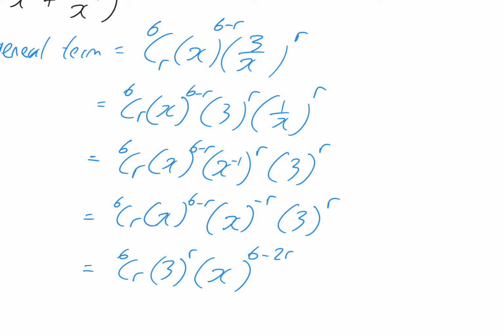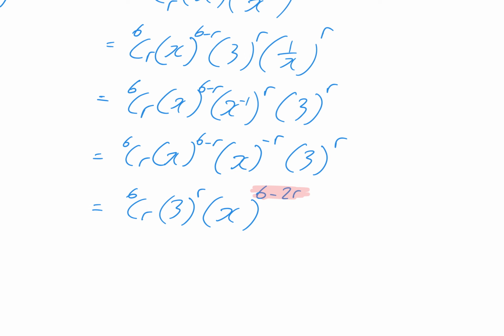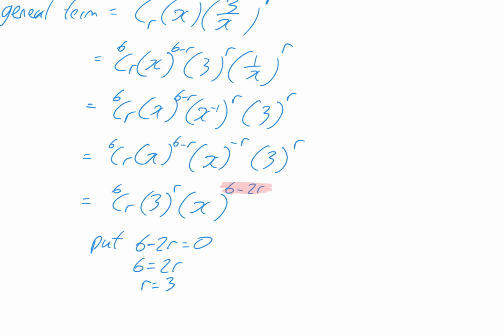Now, this bit here, we could make equal to whatever we want. So if they wanted me to find the x squared term, I would make this thing equal to 2 and then work out what my value of r is. But in this case, we want the term independent of x. So we're just going to put 6 minus 2r equal to 0, which means 6 is equal to 2r, which means, working out 6 divided by 2, r is equal to 3. So if we put r equal to 3 into this, we will find our term independent of x.